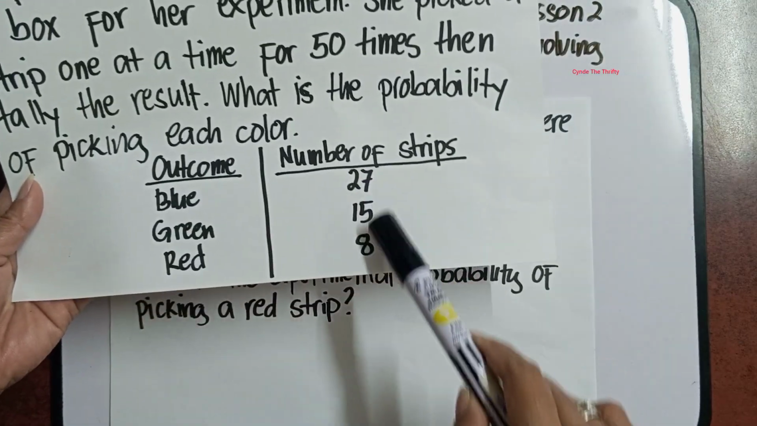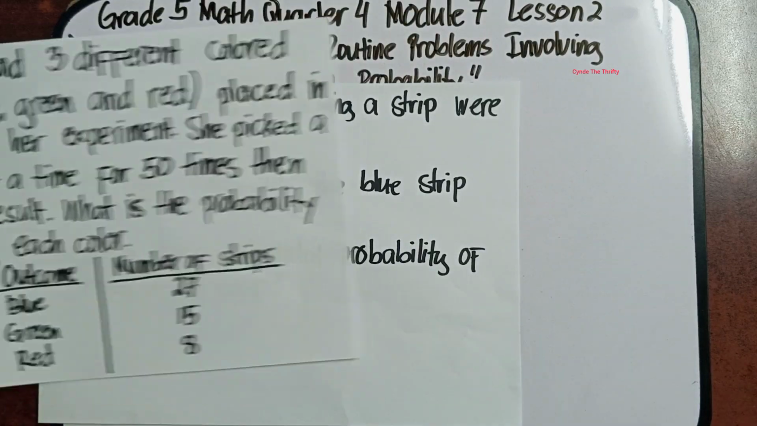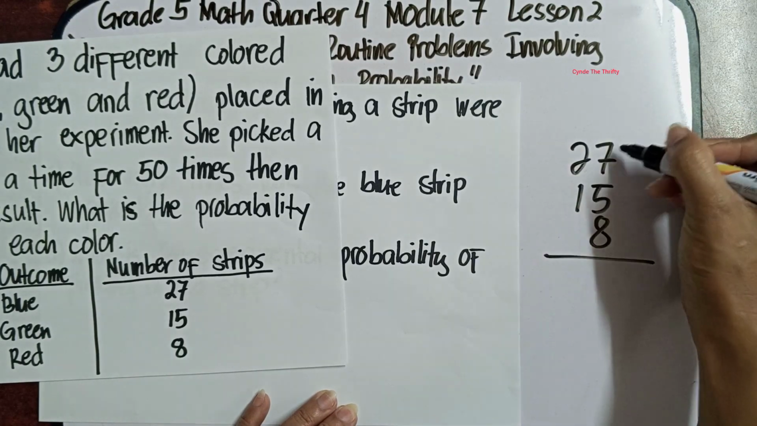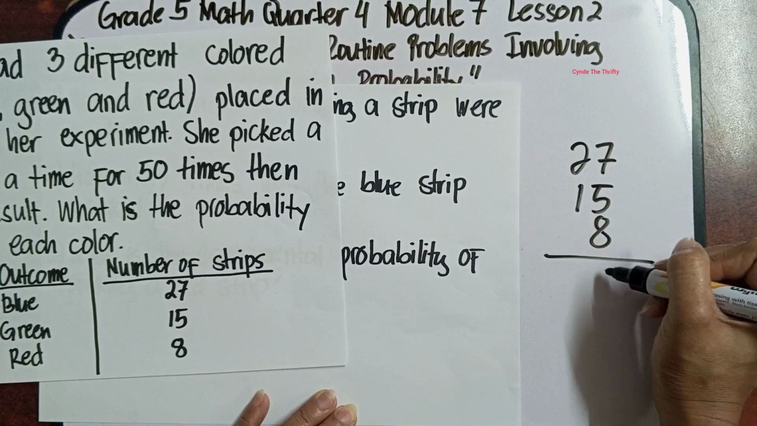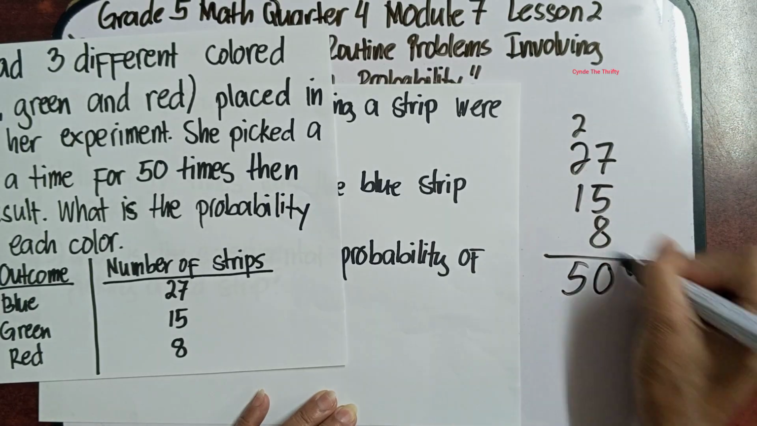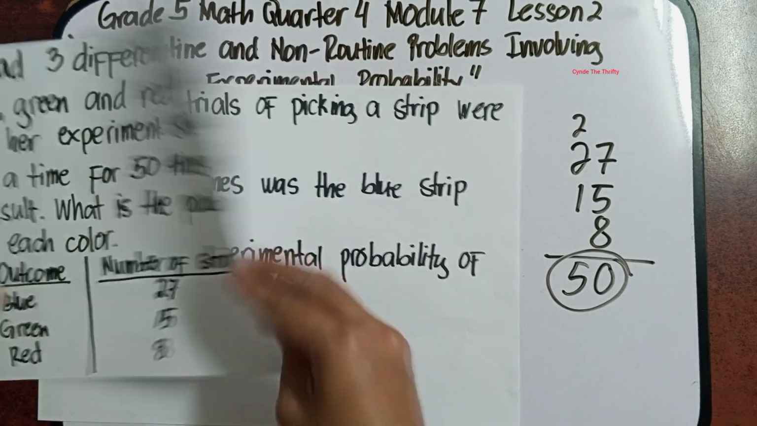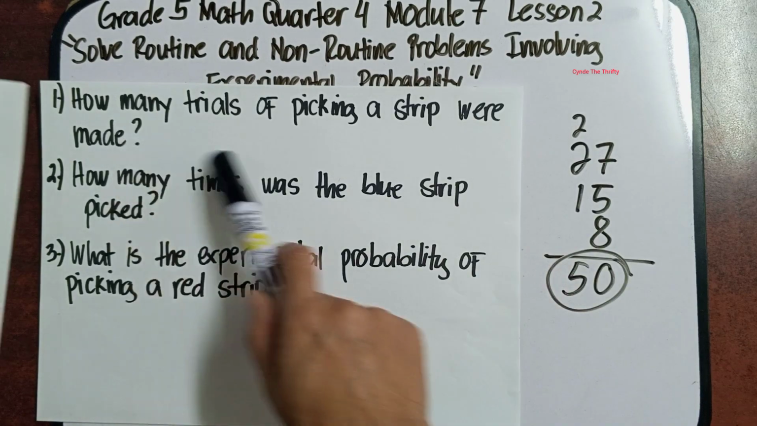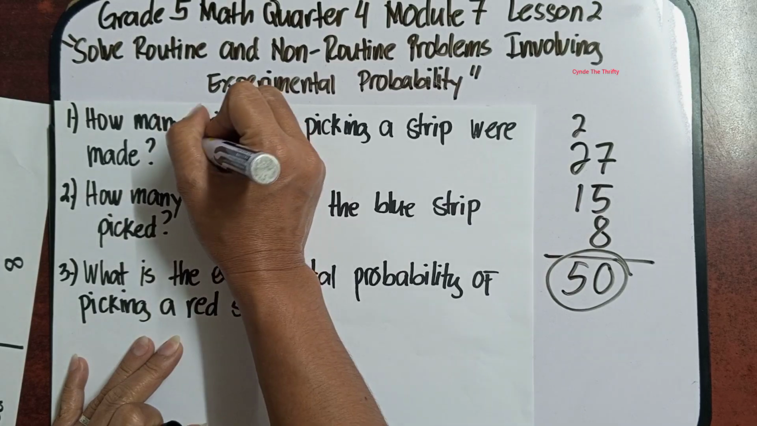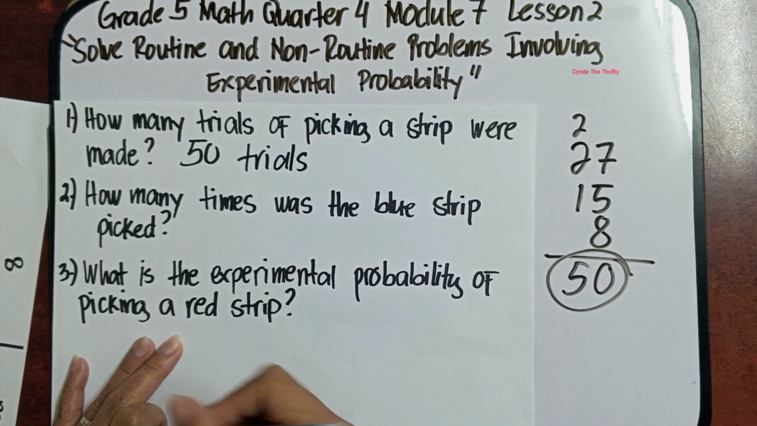Kapag i-total mo din itong na-pick natin na strips, so 27 plus 15 plus 8, kapag i-add natin siya, 7 plus 5 equals 12 plus 8 equals 20. Bring down 0, carry 2. 2, 4, 5. So, 5. So, 50 ang total na pag-pick natin sa ating strip. So, ibig sabihin, ang sagot sa question number 1 natin, how many trials of picking a strips were made? That is 50 trials. So, ito na yung sagot natin sa number 1.